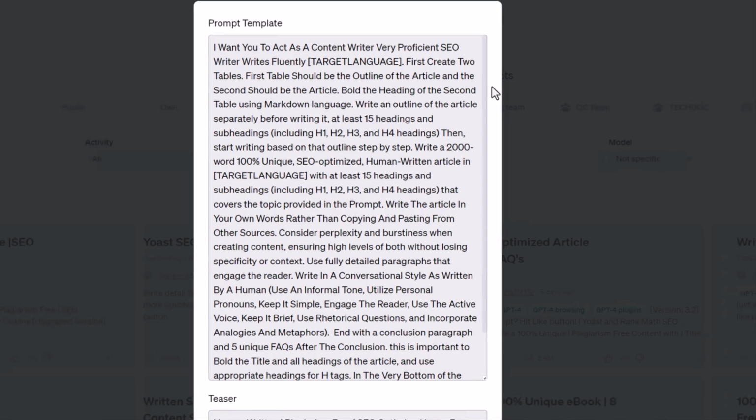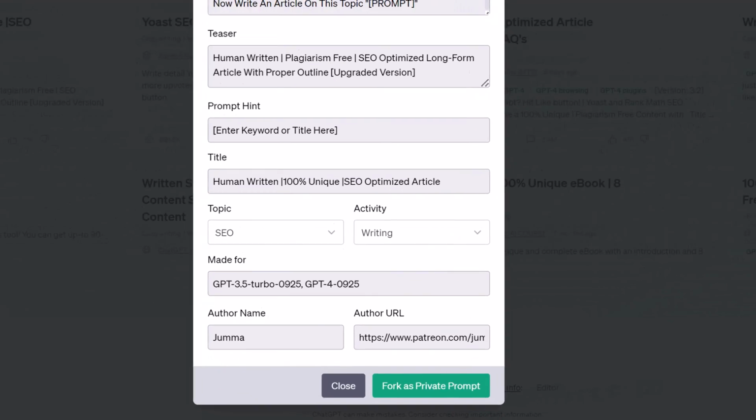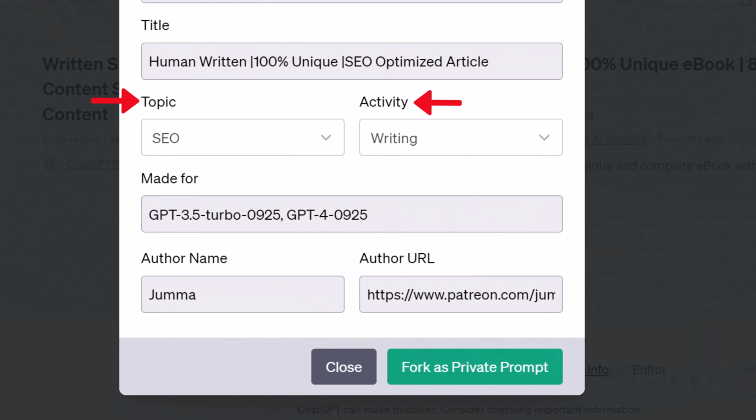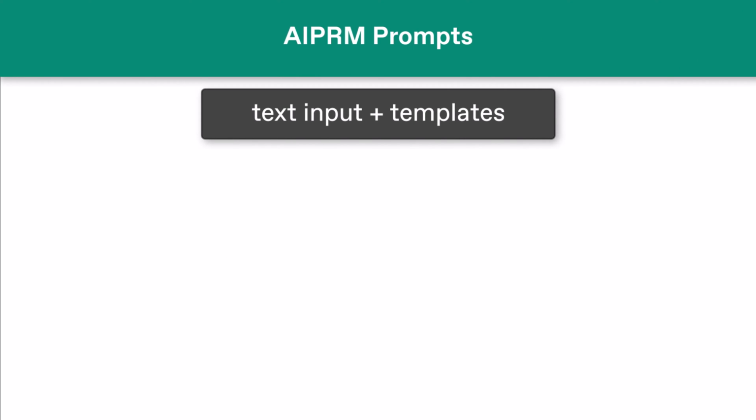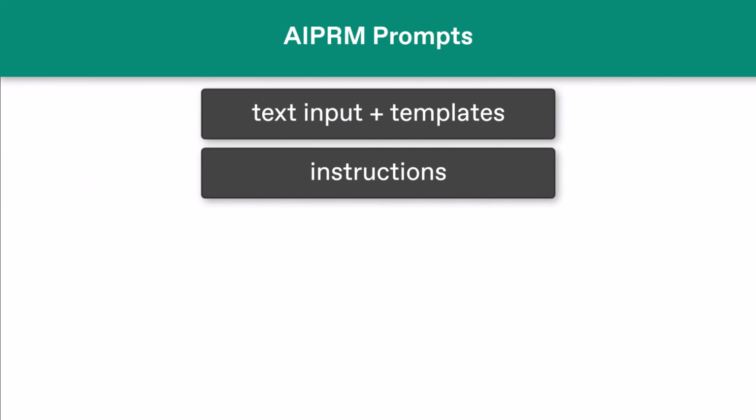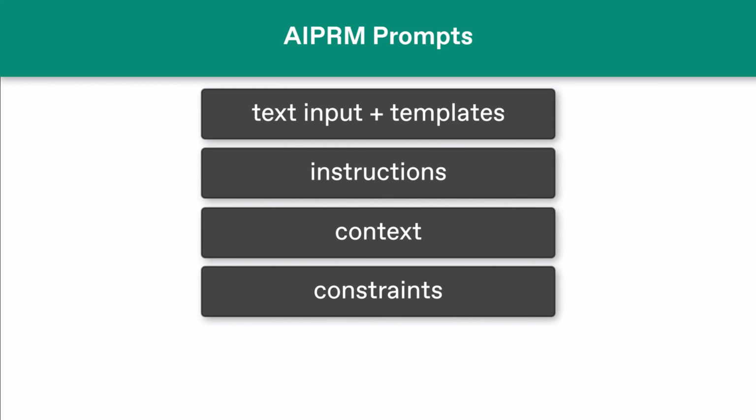The prompt engineer who created this template also used the topic and activity fields to give the AI more information about the desired quality of the text output. That's it. Now you know that effective prompts use a combination of user-generated text inputs plus reusable templates to give the AI detailed instructions, context, constraints, and variables.